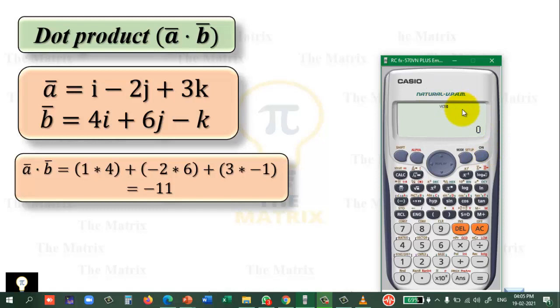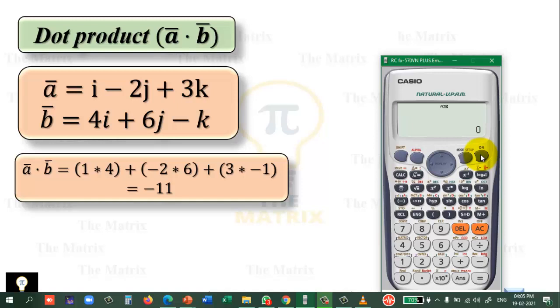Now to feed another vector B bar, go to mode, then select vector which is at 8th place. So 8. Then vector B is at 2nd place, that's why 2. And then again vector B contains 3 components. So press 1 and feed the components, that is 4, 6 and minus 1. So vector B is also filled. Press the on button. So both the vectors are filled in the calculator.